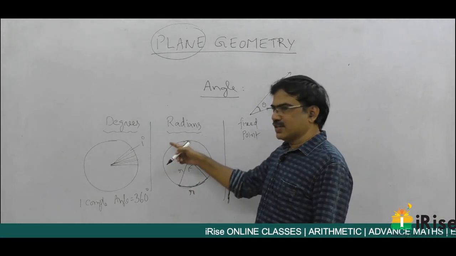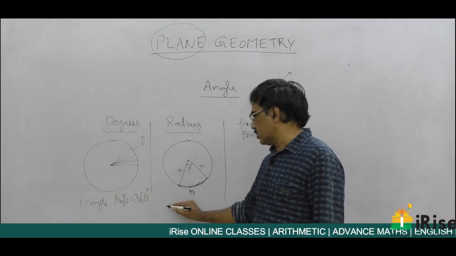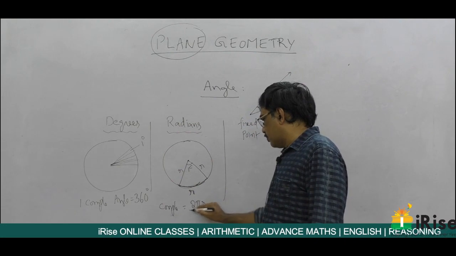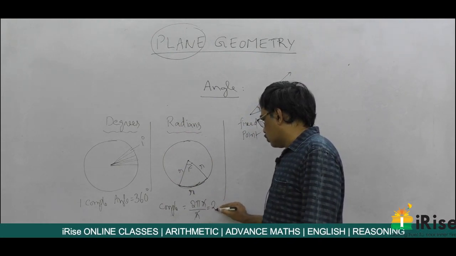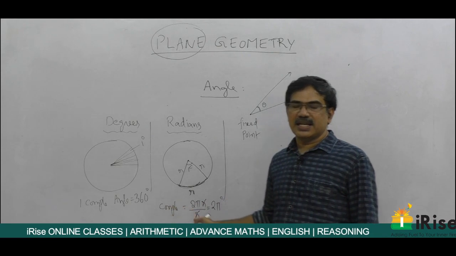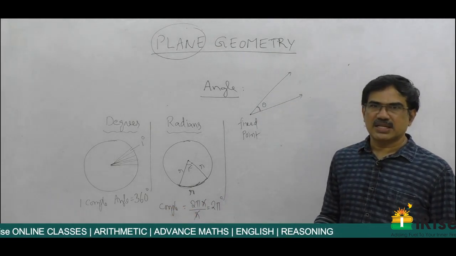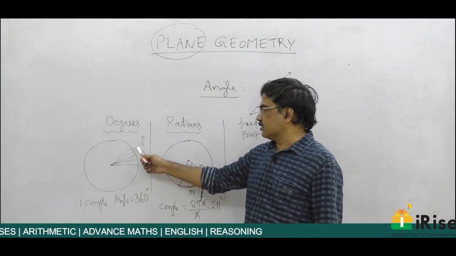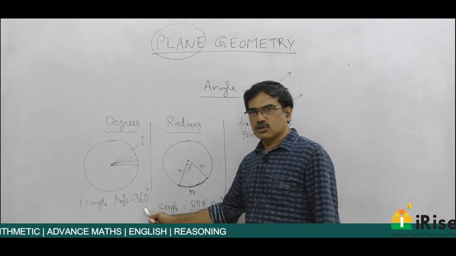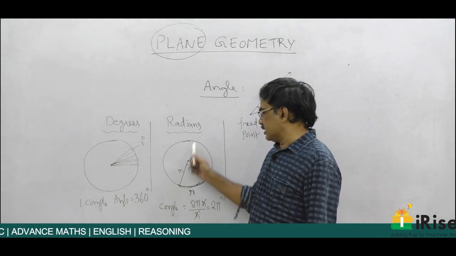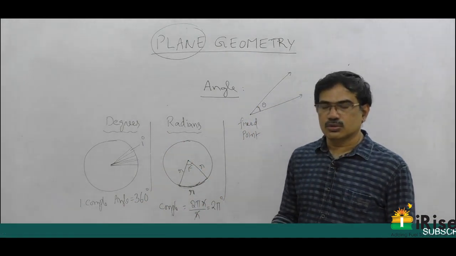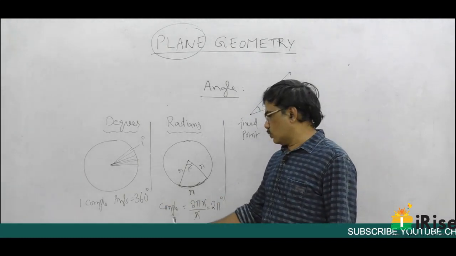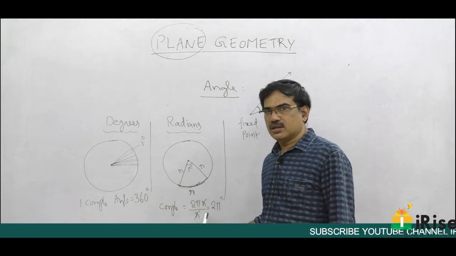Then what is the circumference? Circumference is equal to 2 pi r. Therefore, the complete angle is equal to 2 pi r by r, the r cancels, which is equal to 2 pi radians. The complete angle at the center of the circle is equal to 2 pi radians. In terms of degrees, 1 complete angle is equal to 360 degrees. In radians, 1 complete angle is equal to 2 pi radians.